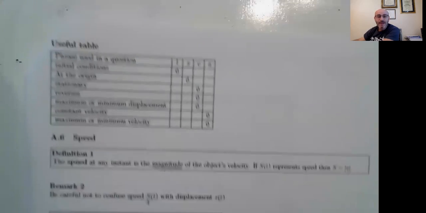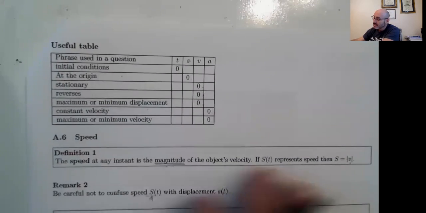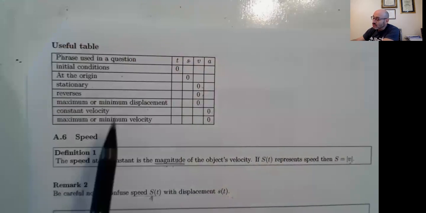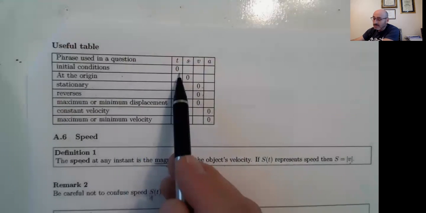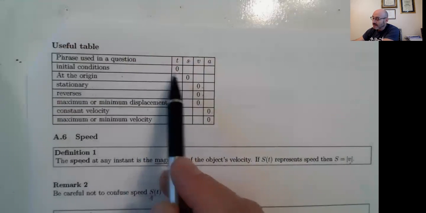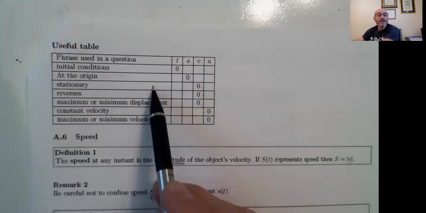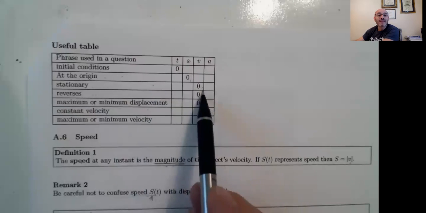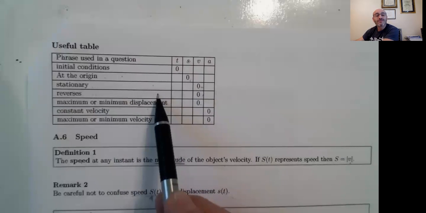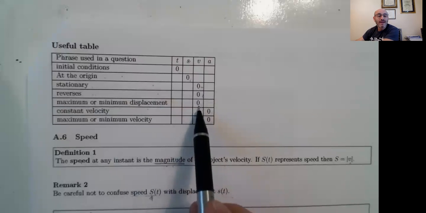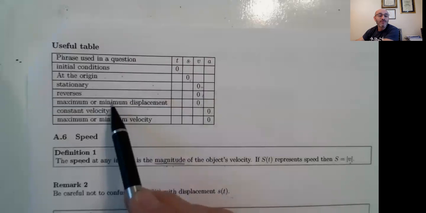Let's see. Then we have this chart. This is useful information when you are reading a word problem. It says phrases used in questions. Initial condition, the time is 0. At the origin, the position is 0. When it's stationary, that means that the velocity is 0. It's not moving. When the particle is reversing, the velocity is also 0. When the velocity is 0 again, then there is a max and minimum of displacement.